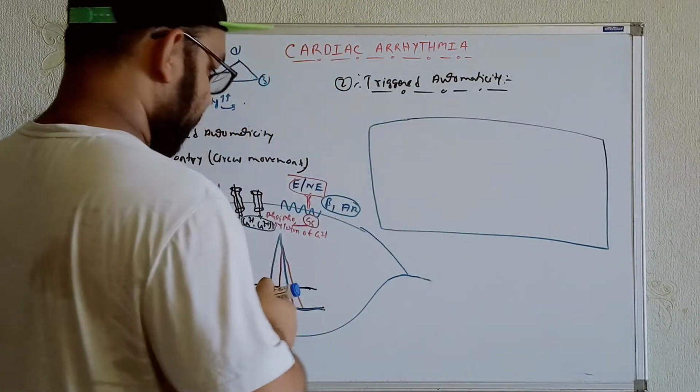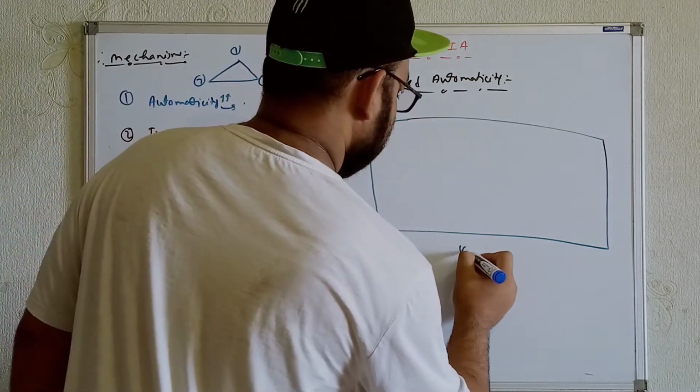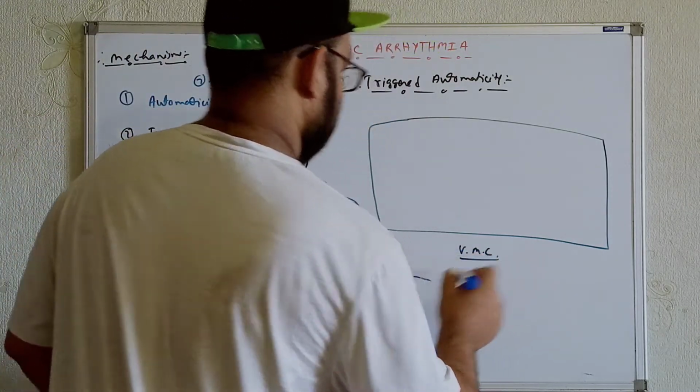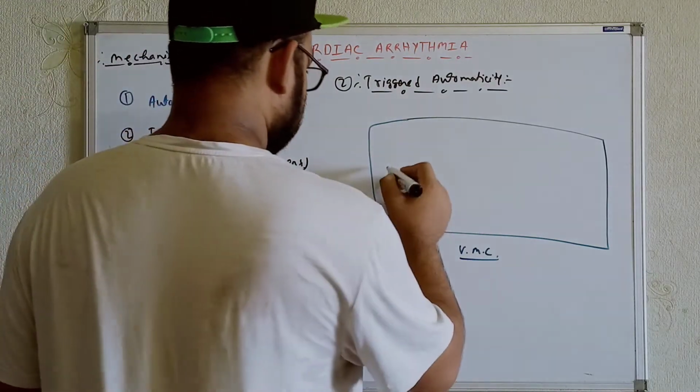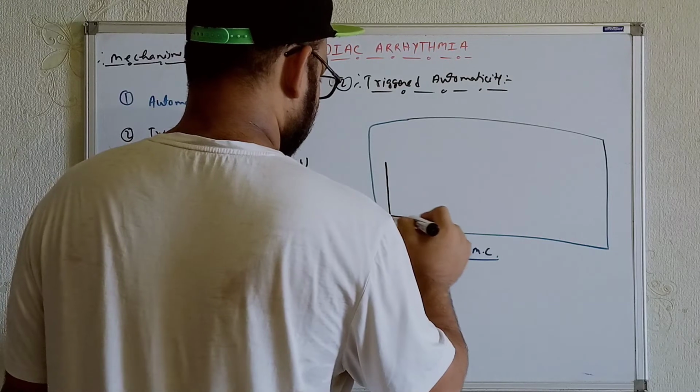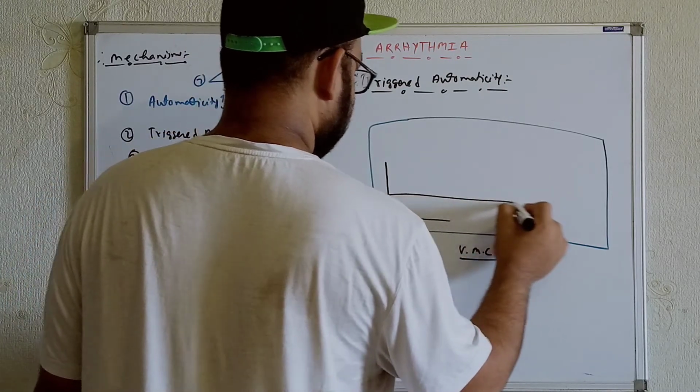Ventricular myocardial cells. Okay. Now, what do we do in these cases? In these cases, we will also get the resting membrane potential, and also the threshold potentials.